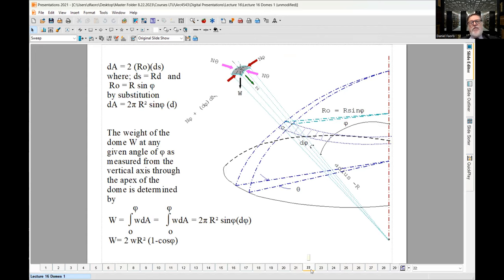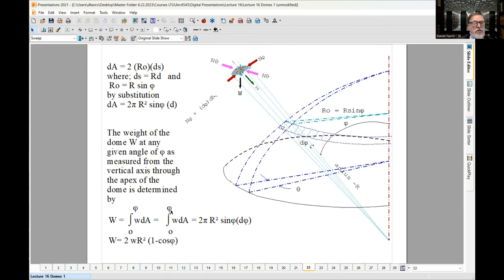All right, on the upper left-hand side and the right-hand side, we do a blow up of that piece. dA, as you see here on the upper left-hand side, is equal to 2 pi R_o dS, where dS is equal to R d phi. R_o is R sine phi. By substitution, our dA, that's our area of the surface of this particle, is 2 pi R squared sine phi d phi. The weight of the dome, W at any point at the angle phi measured from the vertical axis to the apex, is determined here. The summation from zero to the angular measurement, W dA, W weight, dA is surface area.